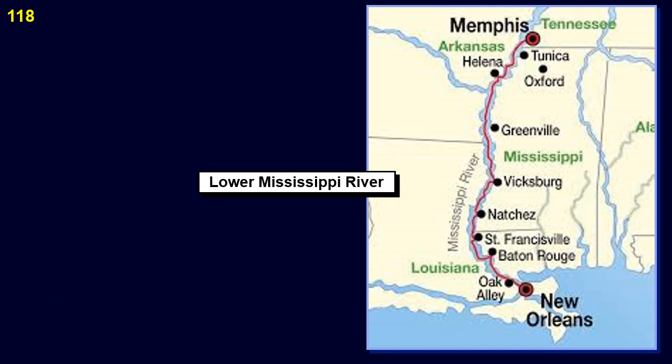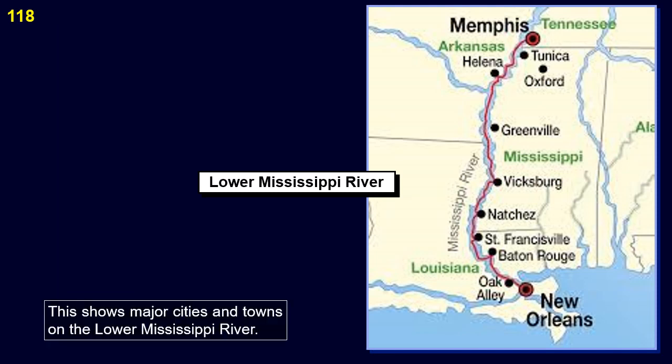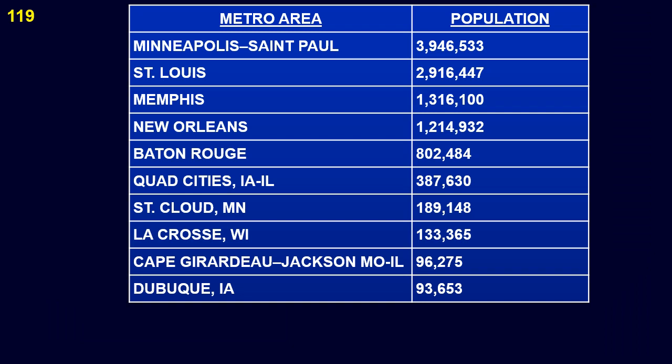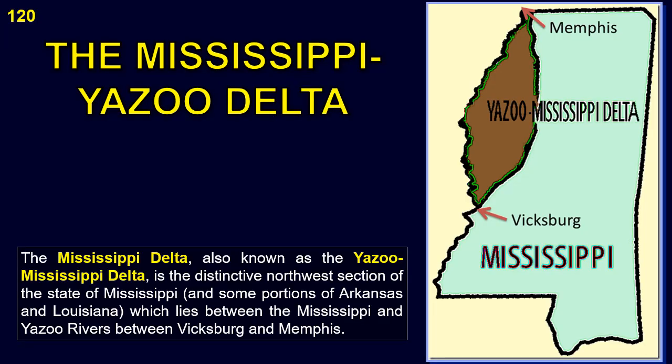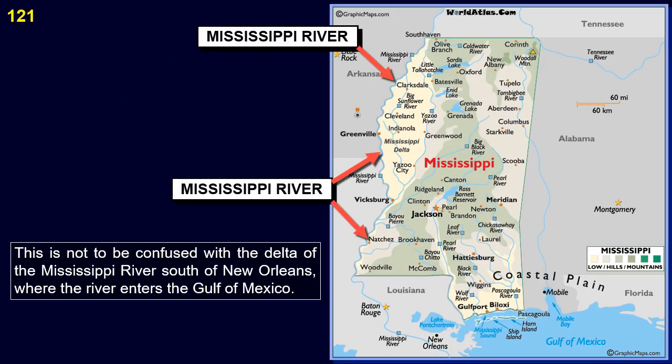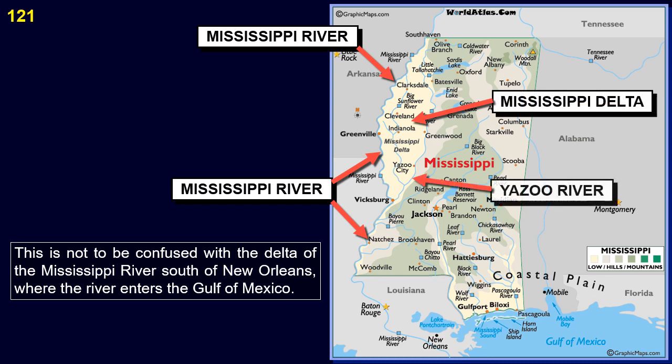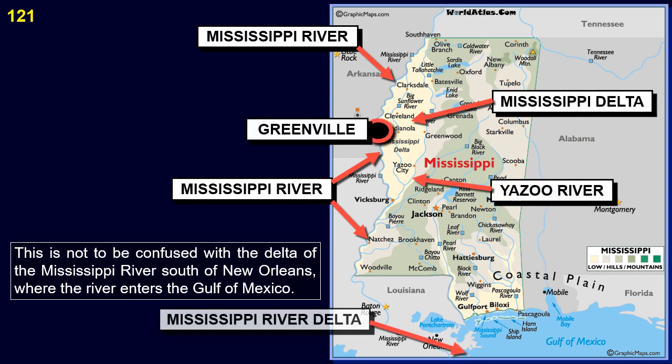This shows major cities and towns on the lower Mississippi River. This is the metropolitan area population of the largest cities along the Mississippi River. The Mississippi Delta, also known as the Yazoo Mississippi Delta, is the distinctive northwest section of the state of Mississippi, and some portions of Arkansas and Louisiana, which lies between the Mississippi and Yazoo Rivers between Vicksburg and Memphis. This is not to be confused with the delta of the Mississippi River south of New Orleans, where the river enters the Gulf of Mexico.